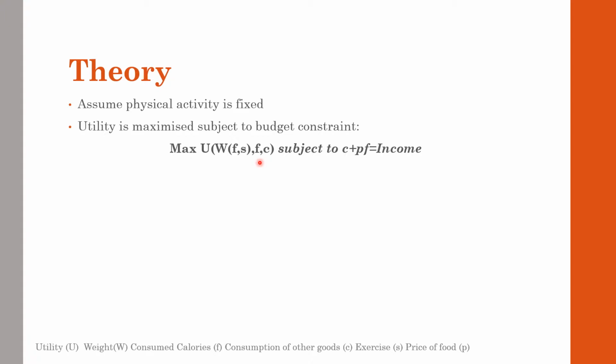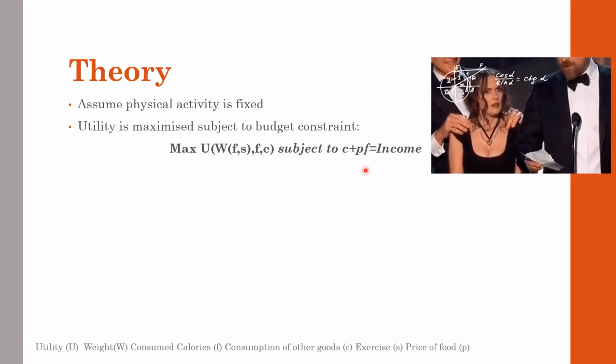Now they're going to maximise their utility or their happiness, but it has to be subject to their income. And their income must be equal to the consumption of other goods plus the price of food multiplied by the amount of food they eat.